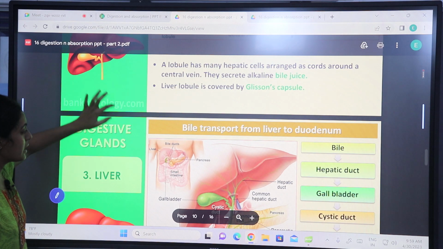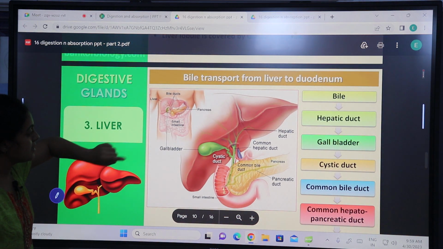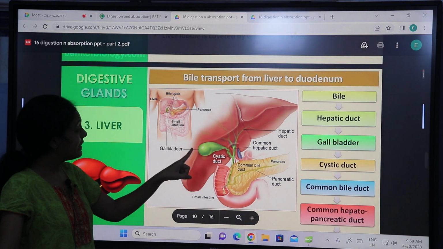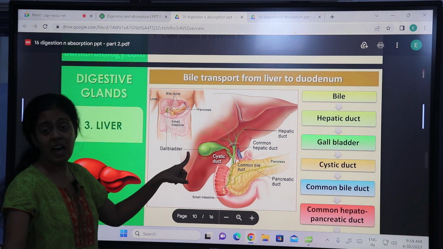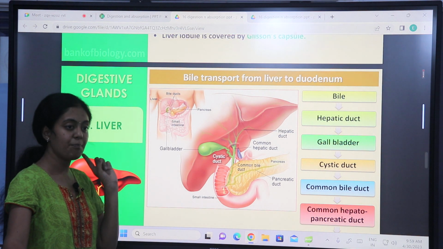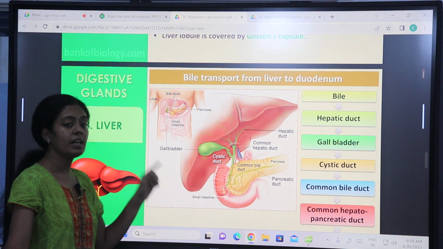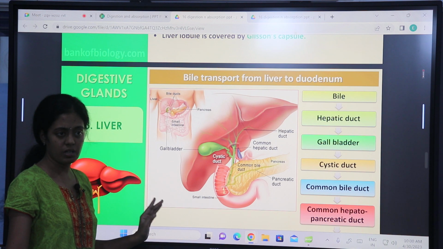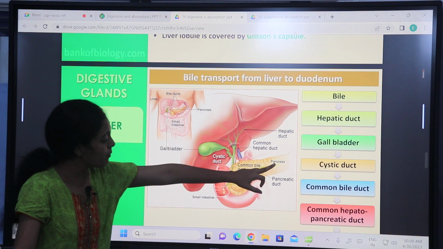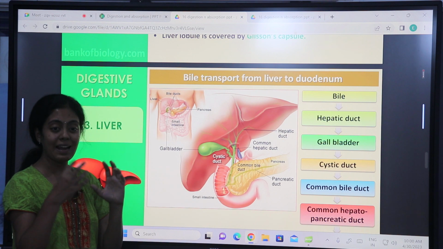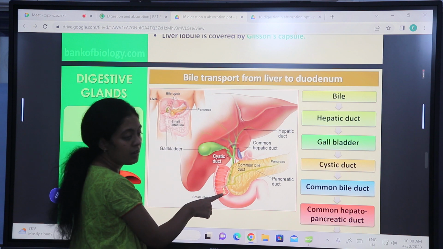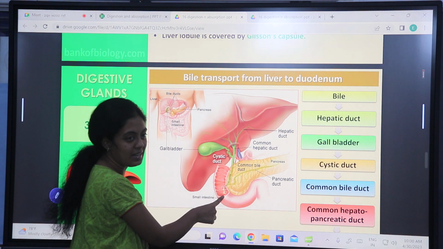Now you can see, understand this. This is your liver. In your liver the bile juice is produced and stored in the gallbladder. Where is bile produced? In the liver, in the hepatocyte. Where is it stored? In the gallbladder. That's quite important. Then you have your cystic duct. Then you have your pancreas producing pancreatic juice. All of it will come and fall in the duodenum, which we already discussed.